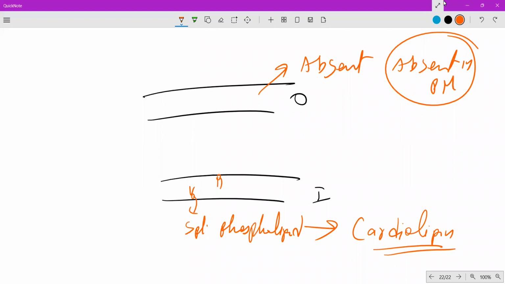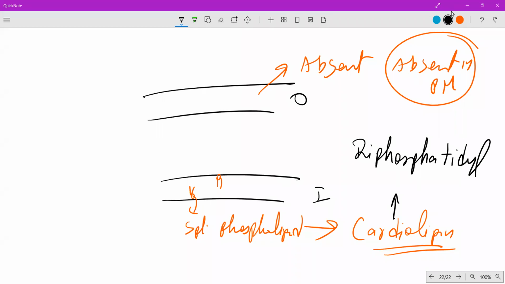The scientific name of cardiolipin is diphosphatidylglycerol. Sorry, I wrote cholesterol. This is diphosphatidylglycerol. This is what cardiolipin is, found in the inner mitochondrial membrane.